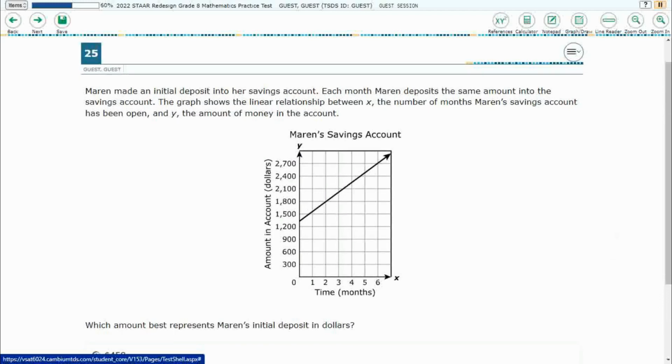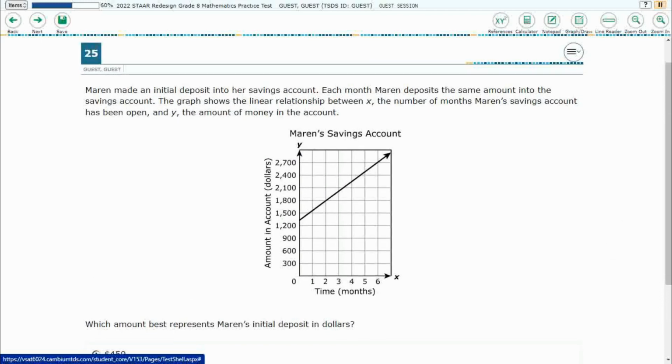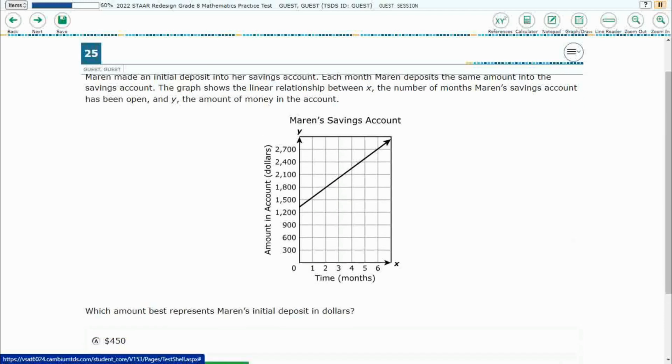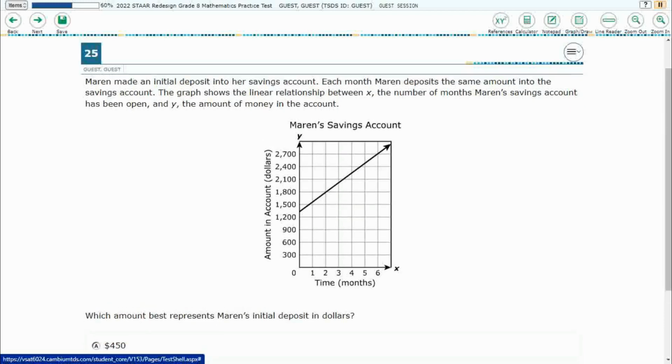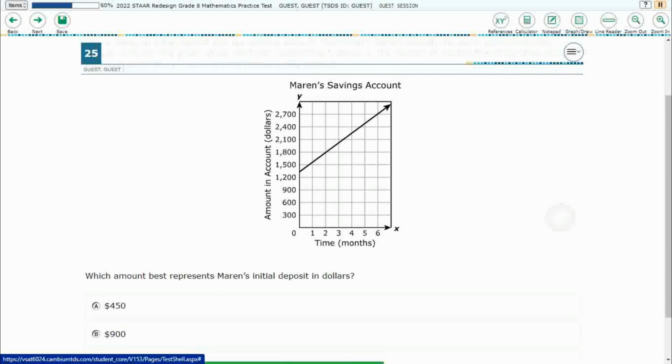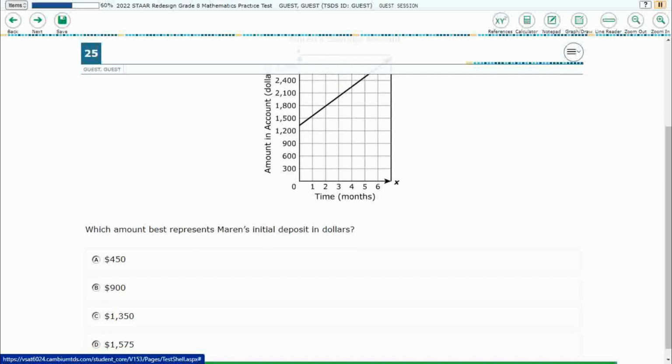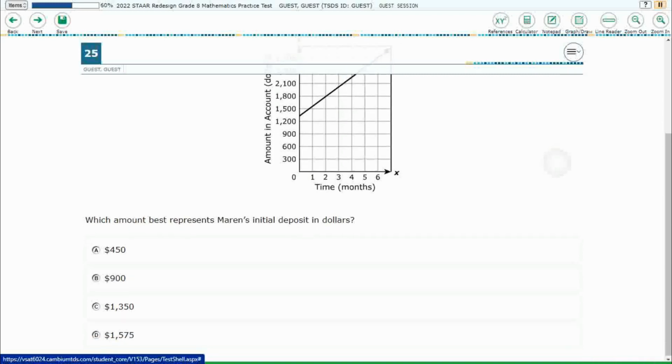So Marin made an initial deposit into her savings account. Each month she deposits the same amount into the savings account. The graph shows the linear relationship between X and Y. So there we go, we've got our straight line. X is the number of months, that's our X axis down there on the bottom. And Y is the amount of money in the account, that's your Y axis across the side. So what is the amount that best represents Marin's initial deposit in dollars?